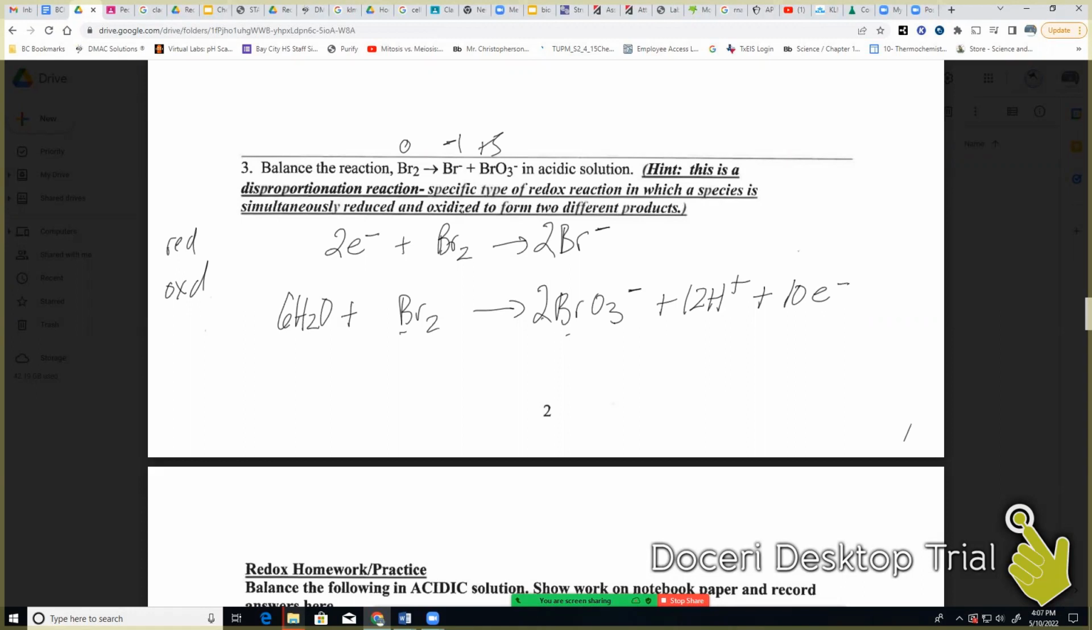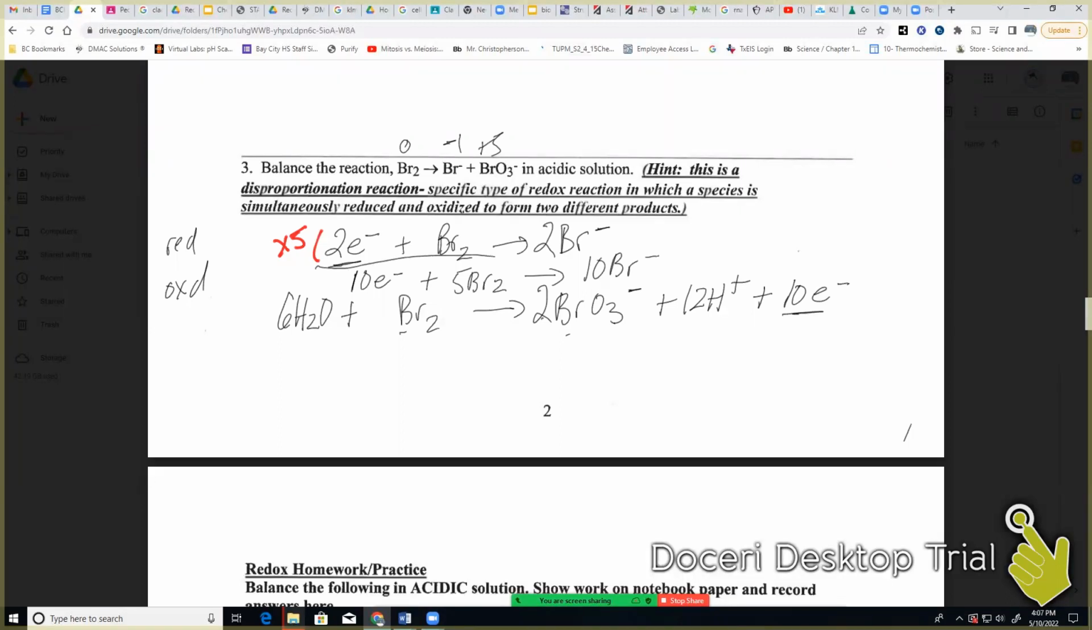So these would be your balanced half reactions. Now at this point, I need to figure out what I need to do to continue on. I have 10 electrons here. I have 2 here. So I need to multiply this by 5. When I do that, 10 electrons plus 5 Br2 gives me 10 bromide ions. So that's now what I'm working on.